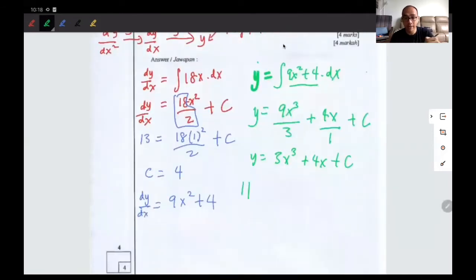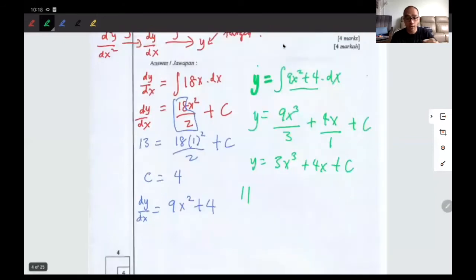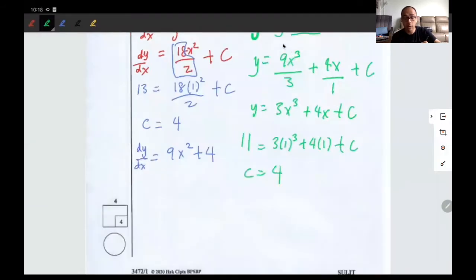So y is 11, x is 1. Okay, 11 equals 3 times 1 cubed plus 4 times 1 plus c. So you get c equals 3 plus 4, 11, 4 again. Okay, c equals 4 again for the second time. So our final equation is y equals 3x cubed plus 4x plus 4. Okay, and that's our final answer.